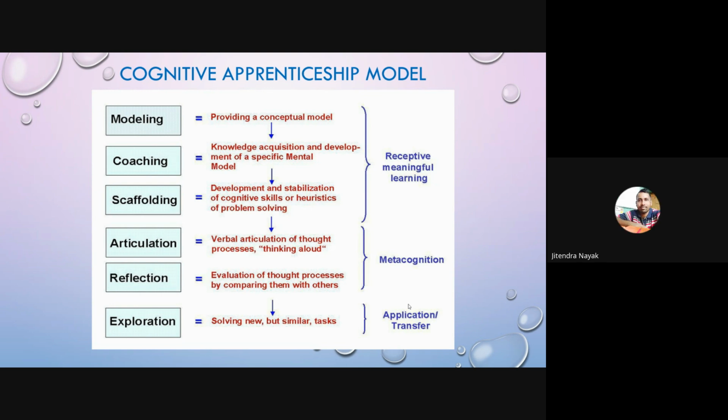Ma'am, articulation refers to verbal articulation of thought process, thinking aloud. That means in this process, the teacher has already given the instruction to the students, and here the students try to remember or implement it by themselves, in his own way. He is trying to make it clear from his side, ma'am.